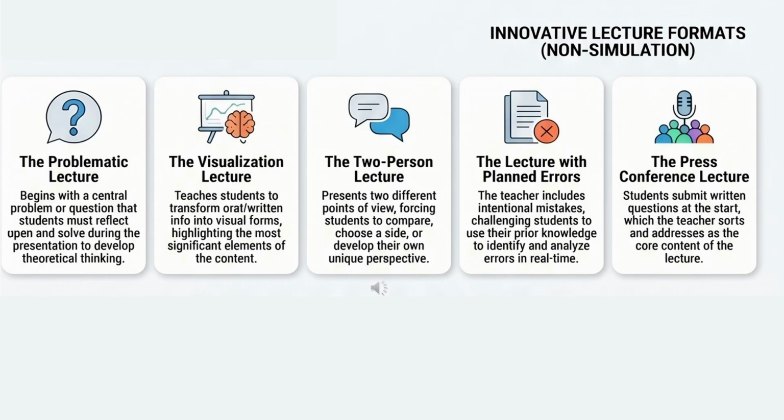The problematic lecture begins with a question and requires reflection. The visualization lecture translates complex material into visual form. The 2-person lecture exposes students to differing viewpoints. The lecture with planned errors forces them to identify and analyze inaccuracies in real time. Finally, the press conference lecture turns student questions into the organizing principle of the session. Accordingly, the lecture remains a university form, yet it is transformed from passive exposition into active intellectual work.